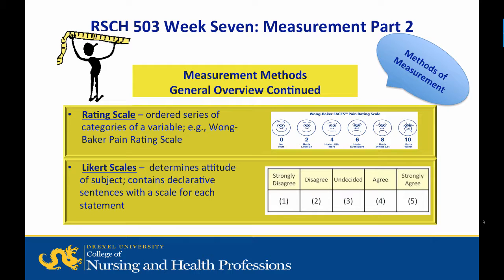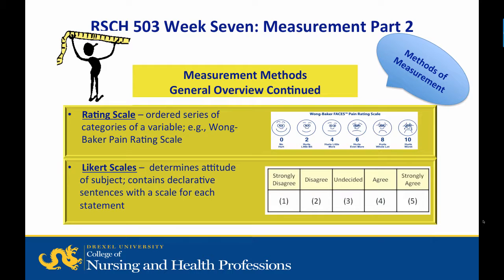A rating scale lists an ordered series of categories of a variable that are assumed to be based on an underlying continuum. Scores on rating scales are treated as continuous variables, and thus parametric statistics can be employed with these scores. A popular rating scale used in pediatrics is the Wong-Baker Pain Rating Scale, which employs a scale with 6 individual ratings from no hurt to hurts worst.